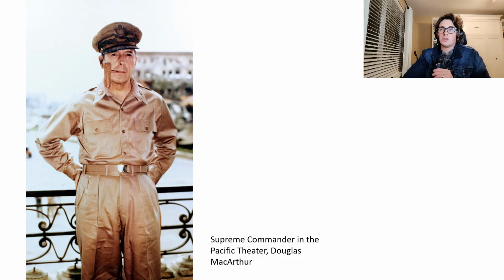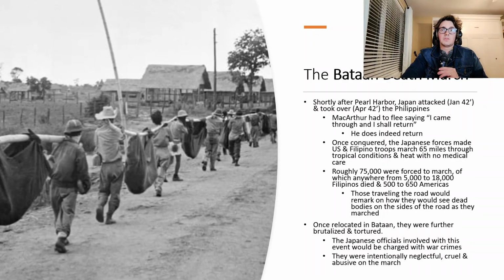There is General Douglas MacArthur. Very, very tall and imposing man. You'll see him in a picture later with the Japanese emperor, and he just towers over him. So, this is going to lead us to the Bataan Death March.